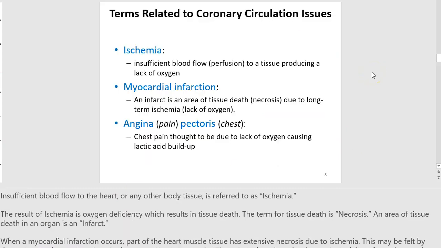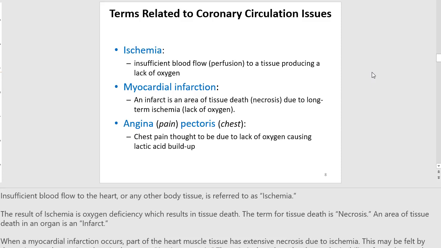So the idea of anastomoses and talking about coronary circulation brings up some issues that are very common in the healthcare or clinical environment, and that is ischemia, myocardial infarction, and angina pectoris. These are just three terms that you should be familiar with.